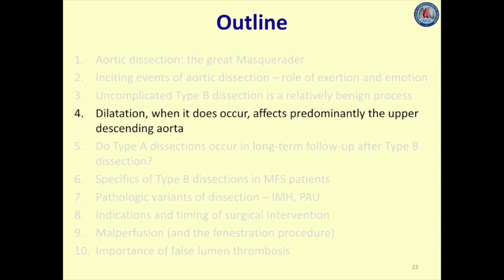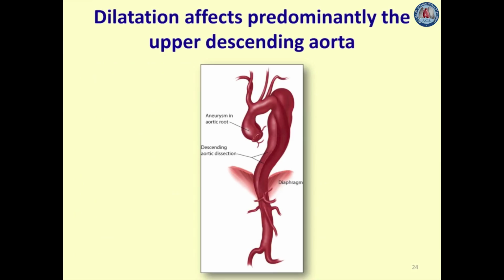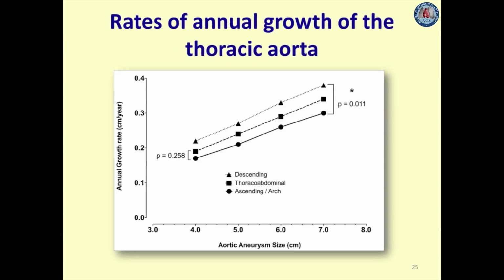Now, in our experience, in long-term follow-up, over 10 to 15 years, the dissected descending aorta does tend to dilate, and the dilatation tends to be predominantly limited to the proximal third of the descending aorta from the subclavian on down. As we can see here, the descending aorta grows a bit faster than the ascending and even the thoracoabdominal aorta.